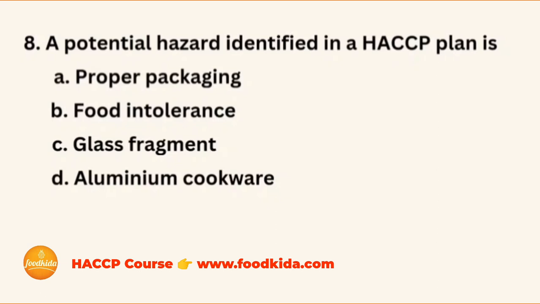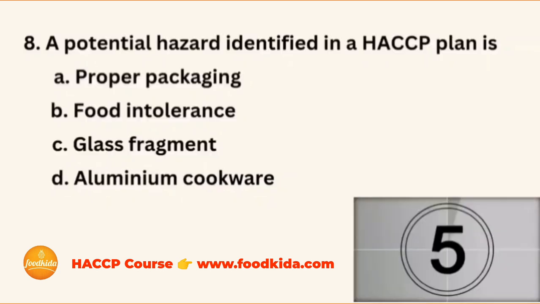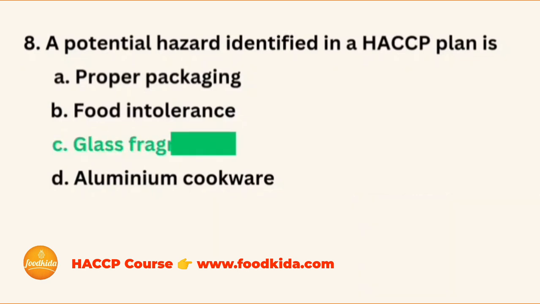A potential hazard identified in a HACCP plan is: Option A, proper packaging. Option B, food intolerance. Option C, glass fragment. Option D, aluminium cookware. And the correct option is option C, glass fragment.